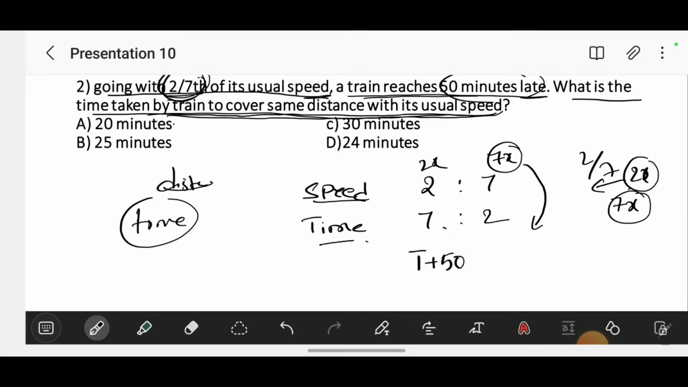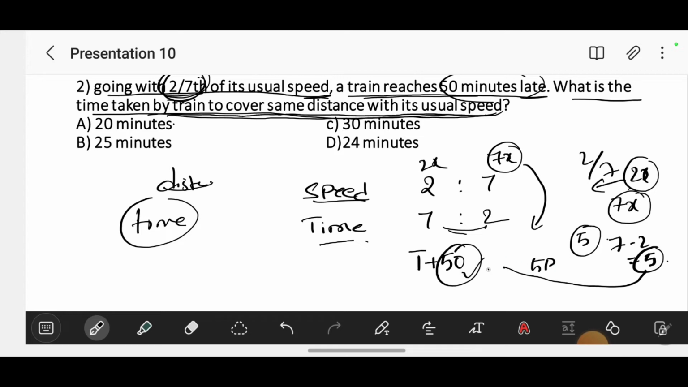7 is to 2. What is the difference? The difference is 5. 7 minus 2 is 5. So 5 parts is equal to the extra 50 minutes. That means one part is 10 minutes.